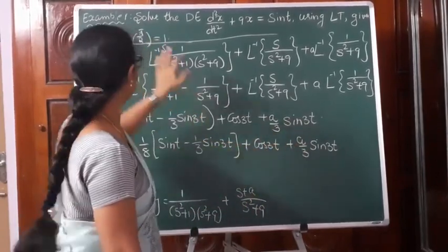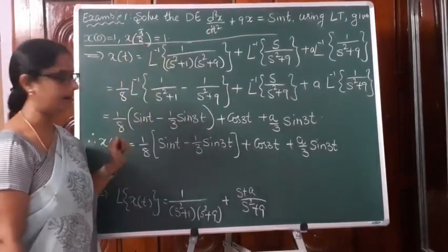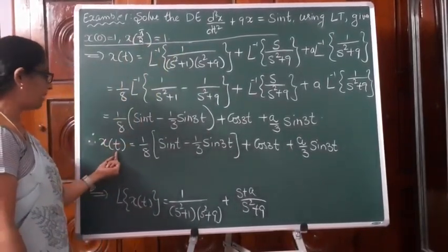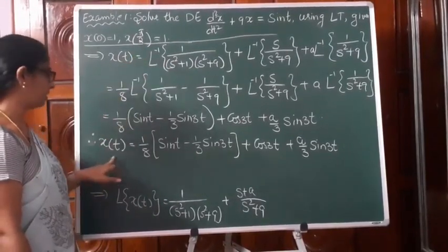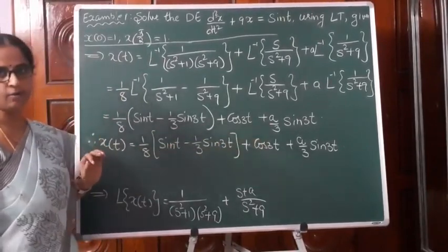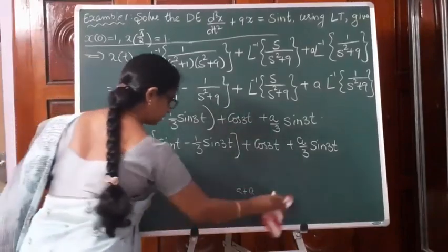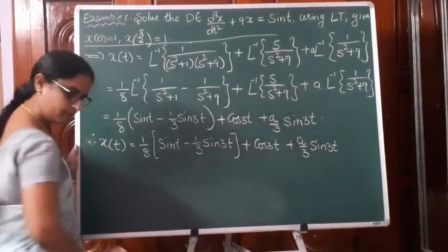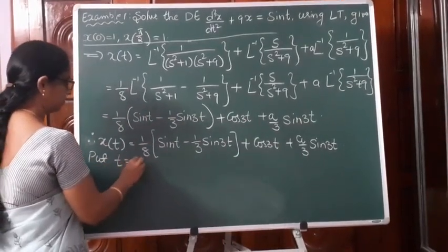For that we use this condition. We are given that x at pi by 2 is equal to 1. Now if we put t equal to pi by 2, this gives x of pi by 2, which is given as 1. So we put t equal to pi by 2 here, and from that we can find the value of a.